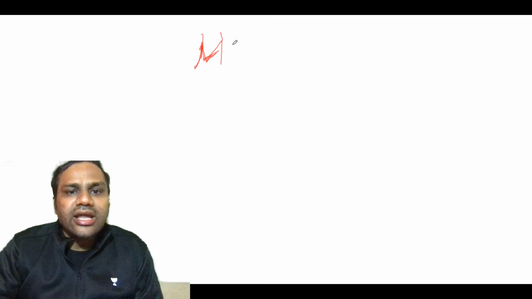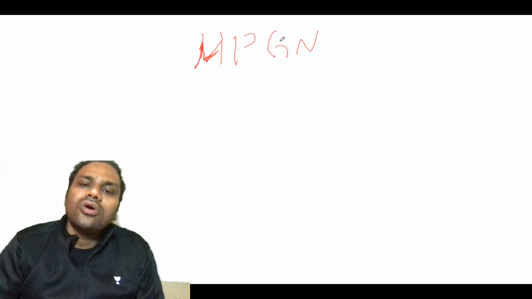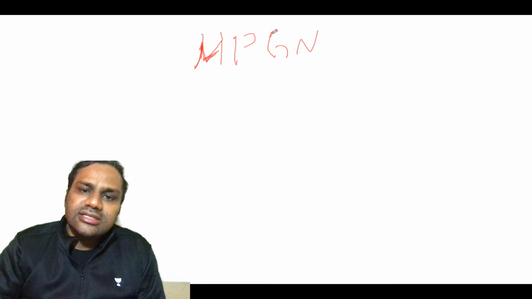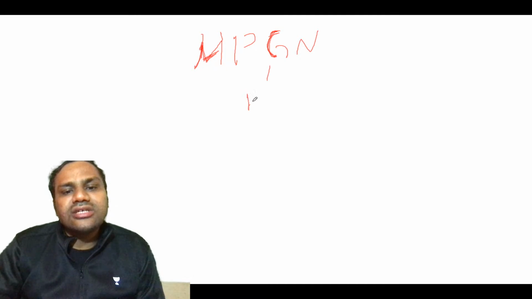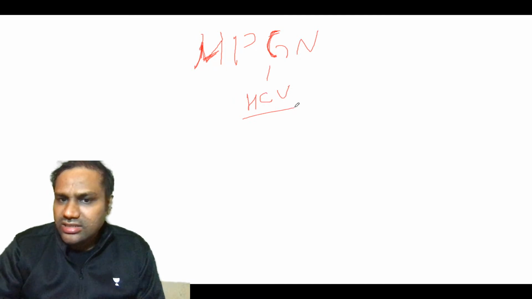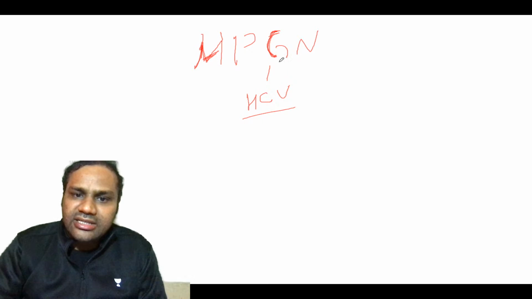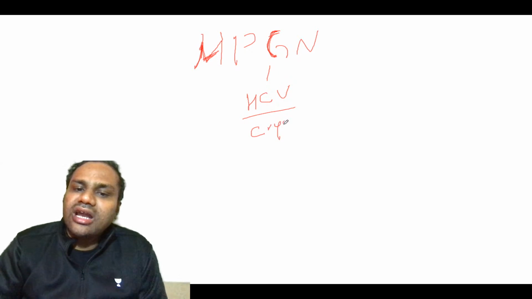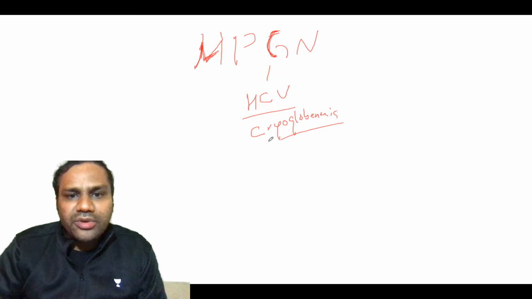Now what you need to know about MPGN, when I talk about MPGN, I write MPGN like this, okay. So what is this? This is basically like C. So basically MPGN is associated with hepatitis C virus, okay. MPGN is most commonly associated with hepatitis C virus. MPGN is associated with cryoglobulinemia, okay.